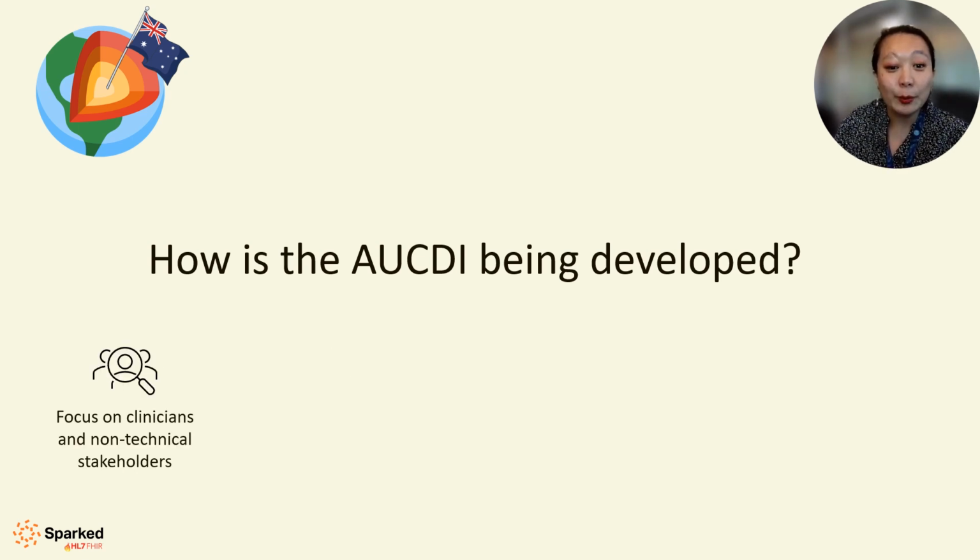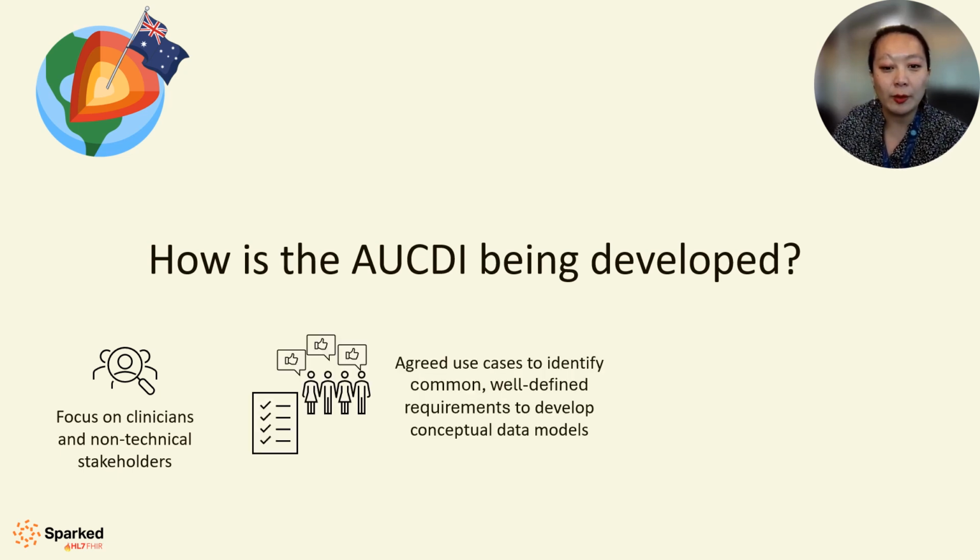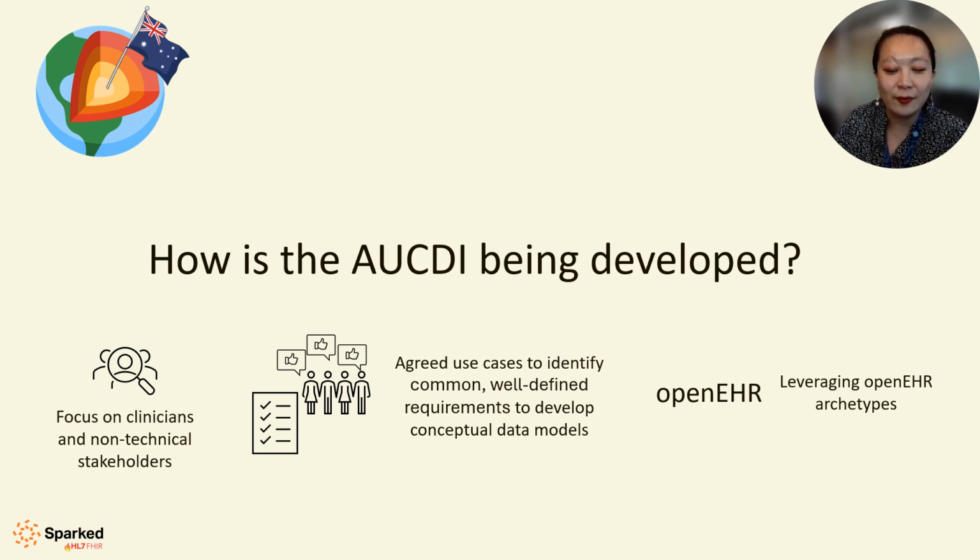The AUCDI is deliberately designed to capture requirements from clinicians and non-technical stakeholders, ensuring that the core data for interoperability represents common, well-defined requirements identified from agreed use cases. The AUCDI's initial direction and scope were established through in-person workshops involving clinicians, informaticians, software engineers, and other stakeholders conducted in 2023 and 2024. The structured representation of the AUCDI concepts in the first release has been informed by leveraging openEHR International's archetypes, an established clinical information modelling standard, which have been purposely developed by clinicians and informaticians focusing on ensuring high-quality, structured clinical data that is clinically safe and fit for purpose.